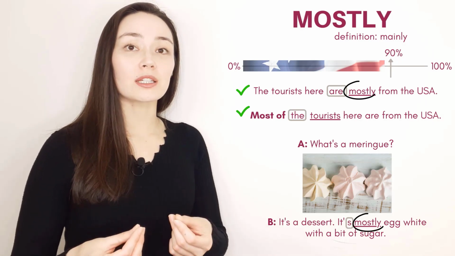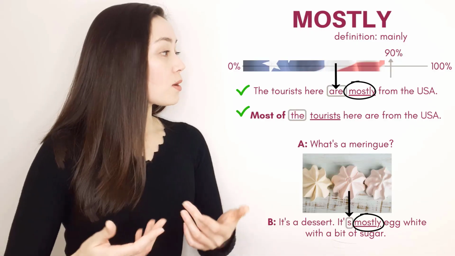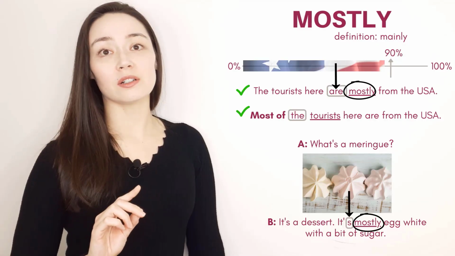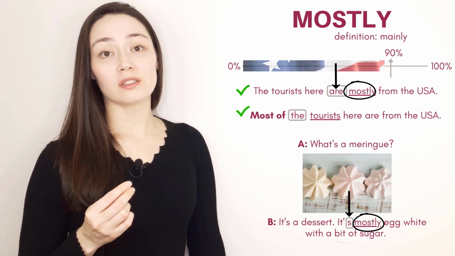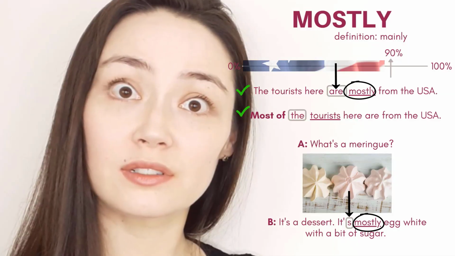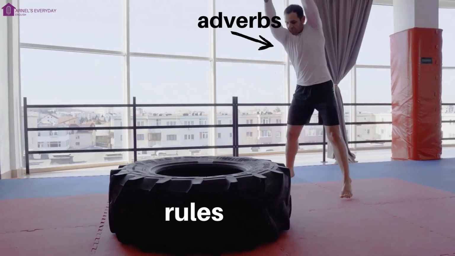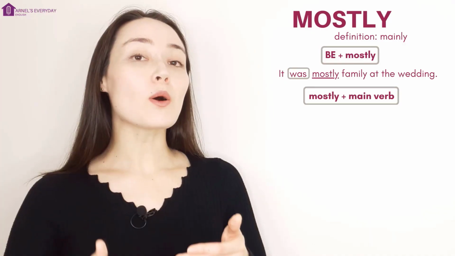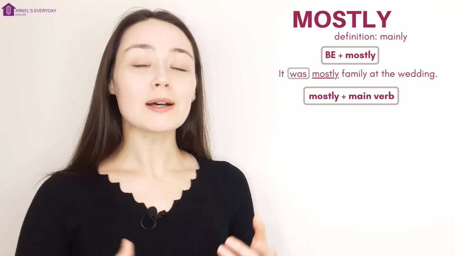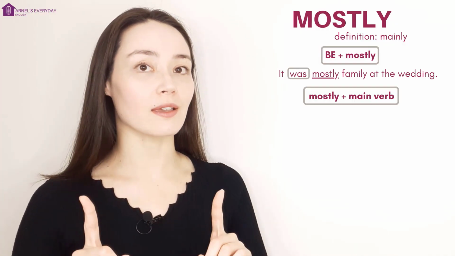Look at the position of mostly after be. Are mostly, is mostly. So the position after be is clear, but mostly is an adverb. And in English, adverbs don't like rules. So, mostly after be is clear. It was mostly family at the wedding, not really friends or colleagues. Put mostly before your main verb. Yes, you might see mostly after your main verb, but generally with adverbs in English, you're safe before the main verb.